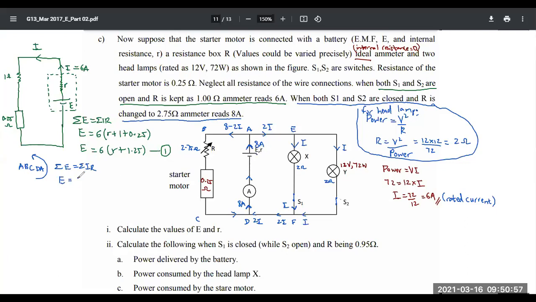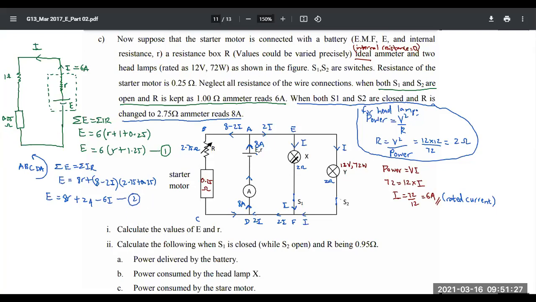Right, so 8 simple R plus 8 minus 2I current is going through these two resistors. So I should write 8 minus 2I into these two, 2.75 plus 0.25. Right, fine. Then E is equal to 8 simple R plus 8 into 3, that is 24, minus 2I into 3, that is 6I.